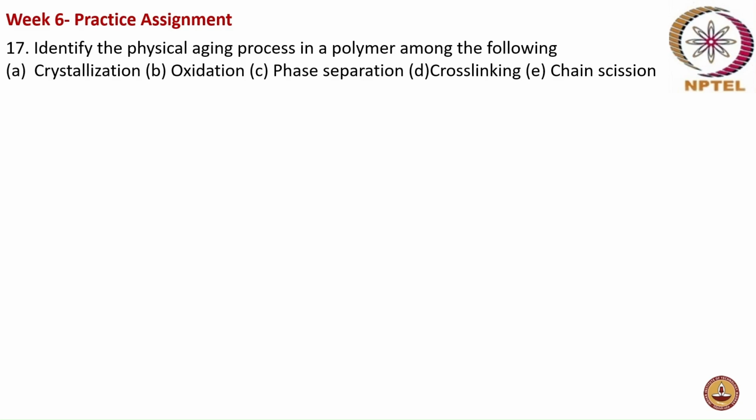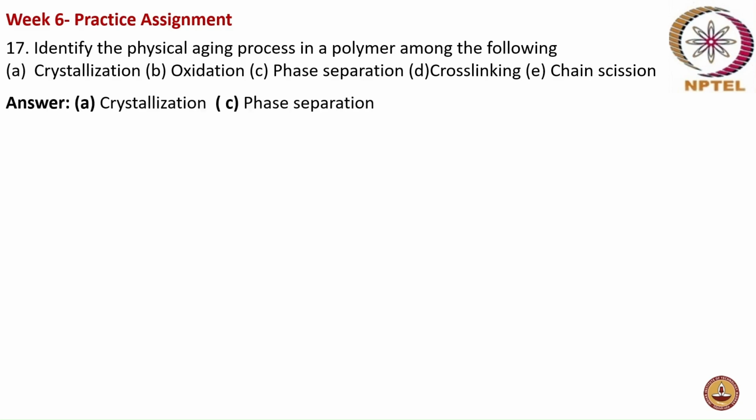Oxidation, phase separation, cross-linking, and chain scission. All these four are physical aging, is it? Crystallization. All five are physical aging processes, is it? Identify the physical aging process. Oh, physical. So it will be crystallization, phase separation, and cross-linking.